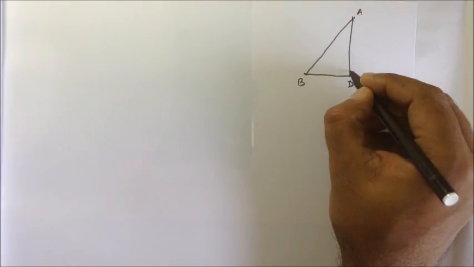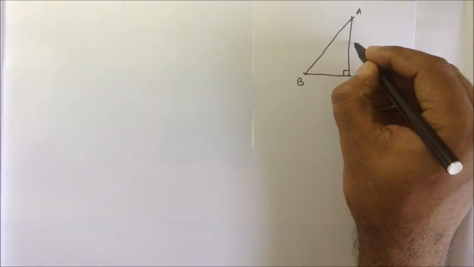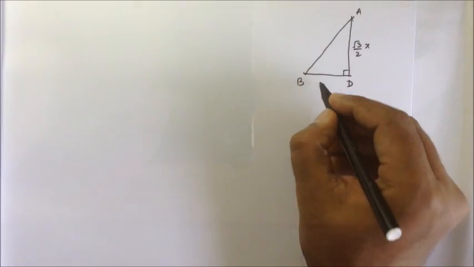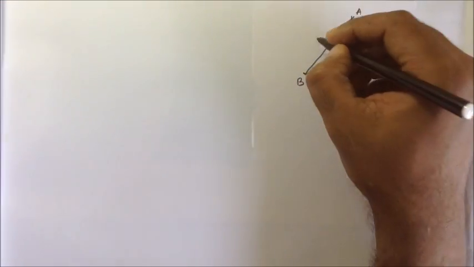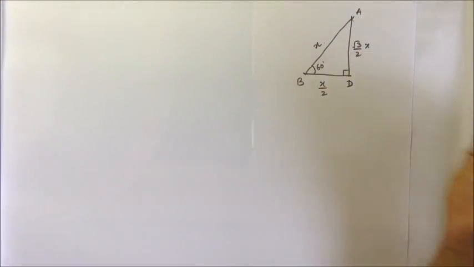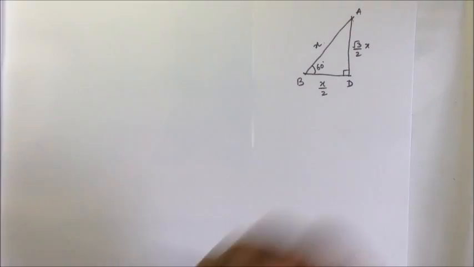This angle was 90. This we calculated as root 3 by 2x, which was AD. BD was x by 2, and this is x. This was 60 degree angle, and this was 30. So I'll take both the angles one by one. So I'll first take 60.